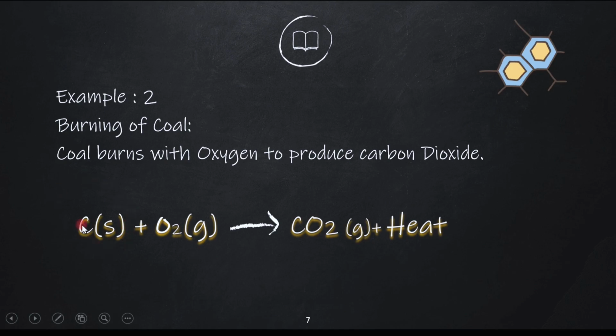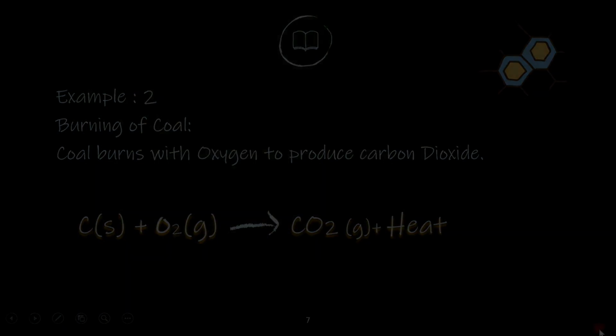And moreover, here one element carbon and another element oxygen both chemically react together and give only one product, that is carbon dioxide. Hence this reaction is an example of an exothermic reaction and a combination reaction.